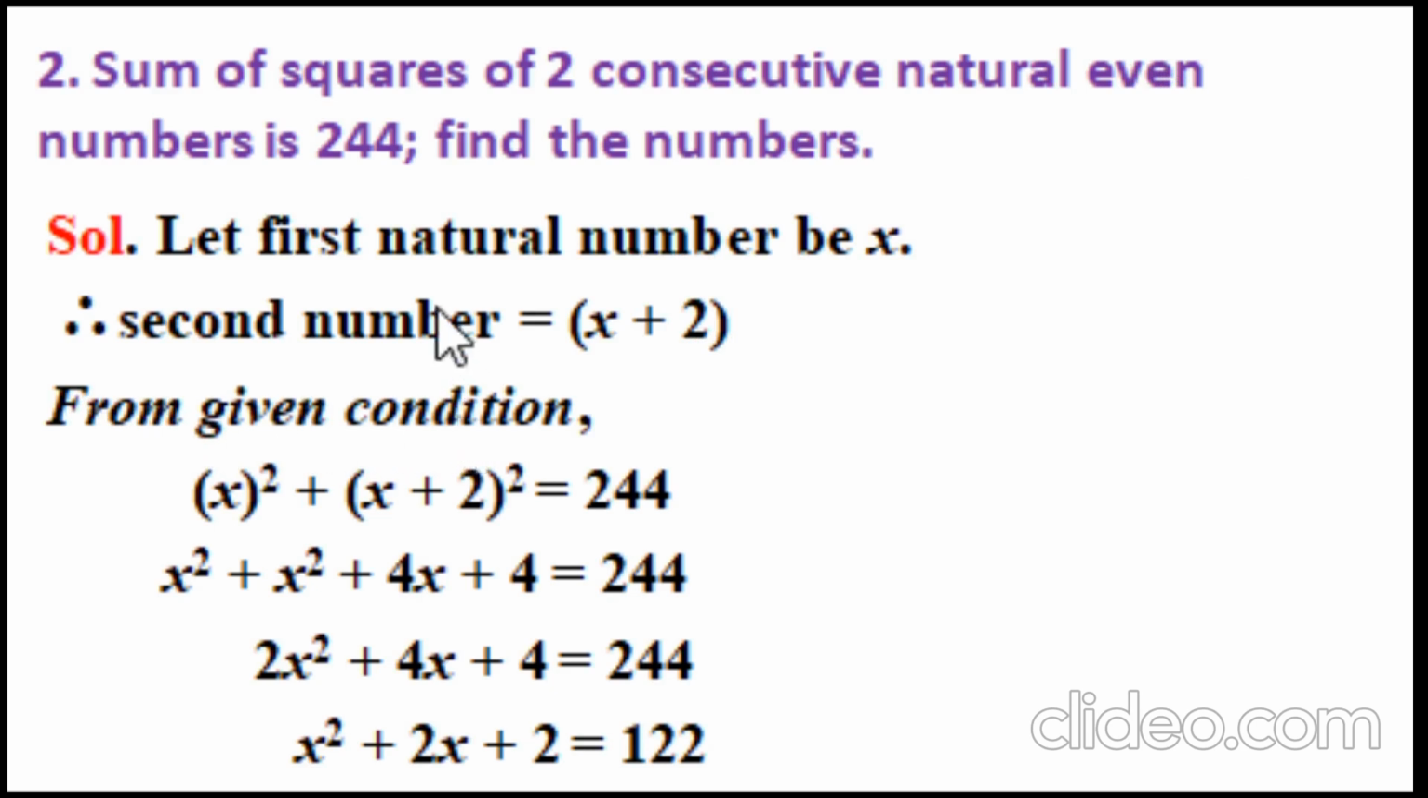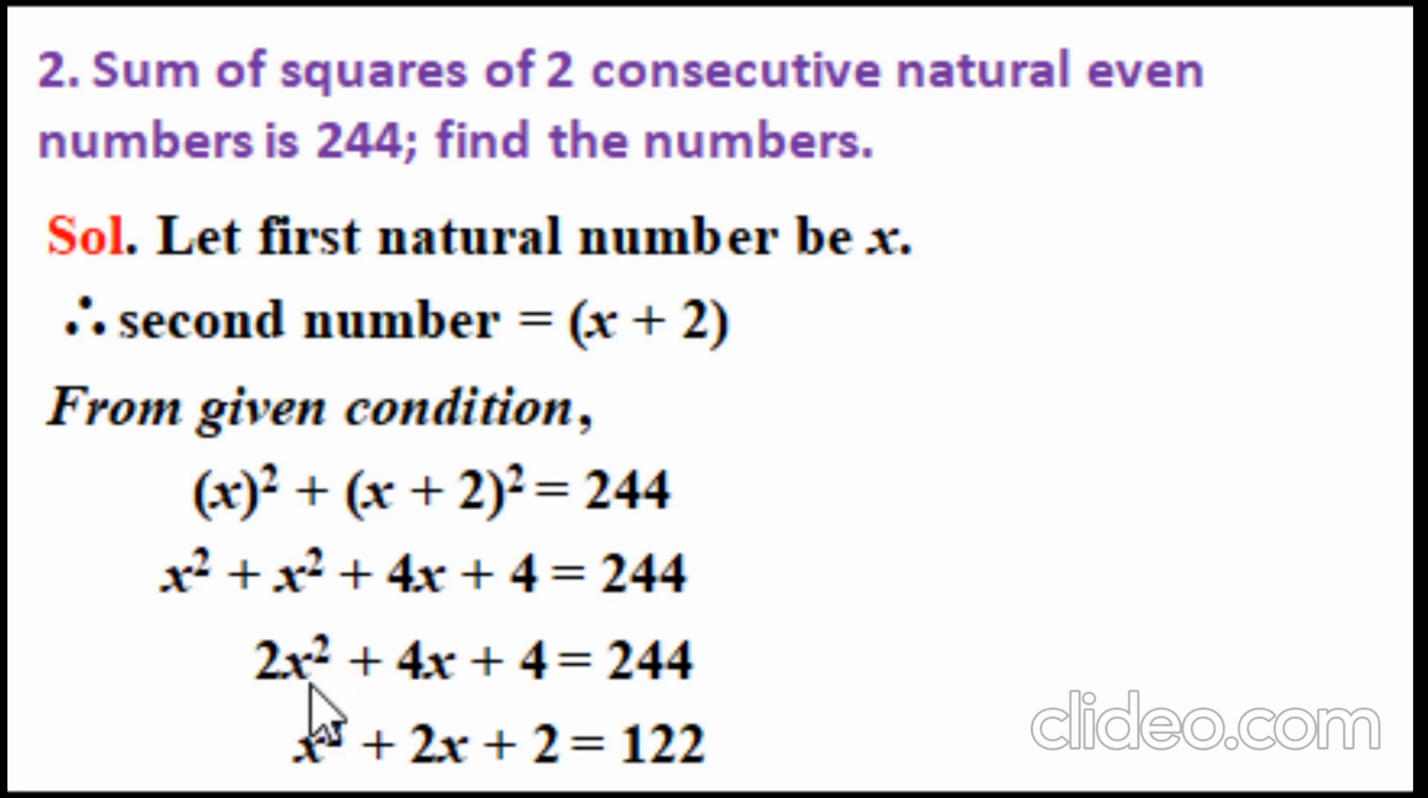So from the given condition, what is the condition? The sum of their squares is 244. This is the condition. So the first number is x, square of x. The second number is x plus 2, square of x plus 2, is equal to 244. So square of x is x square. Here we use the formula a plus b the whole square, which gives a square plus 2ab plus b square. Now x square plus x square is 2x square, plus 4x, plus 4, equals 244. Here we have taken 2 common.